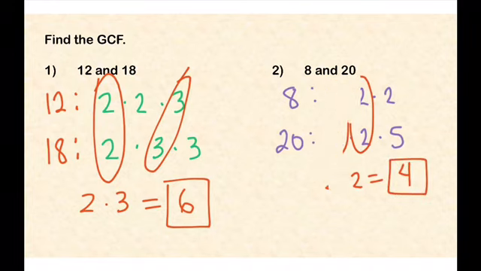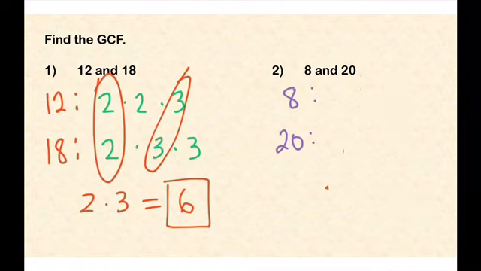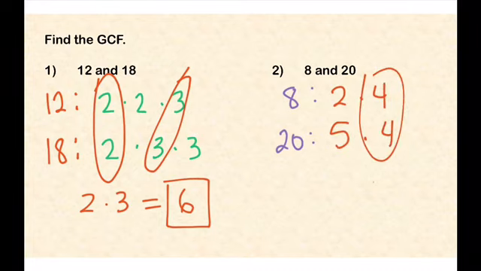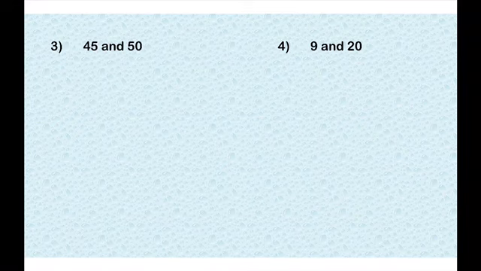Now, if you knew your times tables really well, then you might have said, oh, well, 8 is 2 times 4, and 20 is 5 times 4, so they have 4 in common, and that's fine, as long as you make sure it is the greatest common factor. Okay, number 3. I want you to pause the video, and I want you to try and find the greatest common factor of 3 and 4, and then we'll look at 5, where we start bringing in variables.